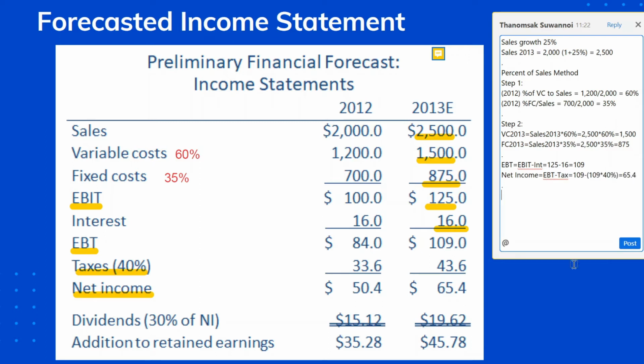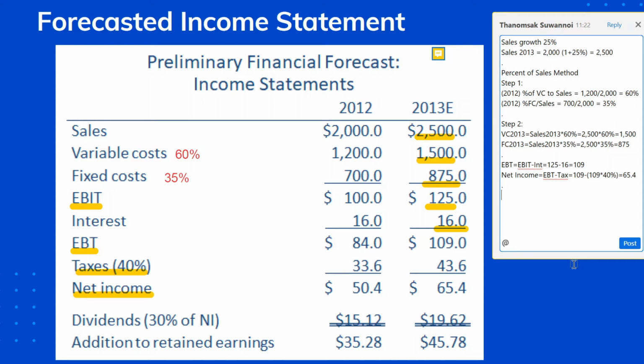After we get operating profit of $125, we assume the same amount of interest payment, which is equal to $16. Then we will get earning before tax. To calculate net income, we use earning before tax subtracted by taxes. Our taxes is assumed to be 40% of earning before tax. So we have net income equal to 65.4.